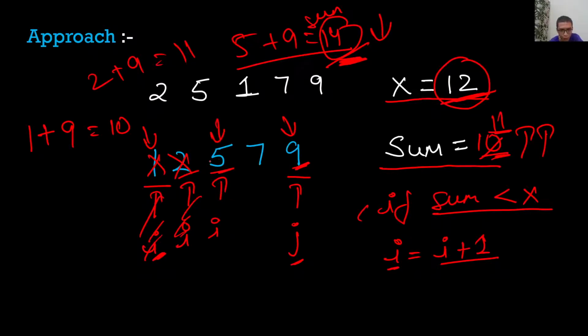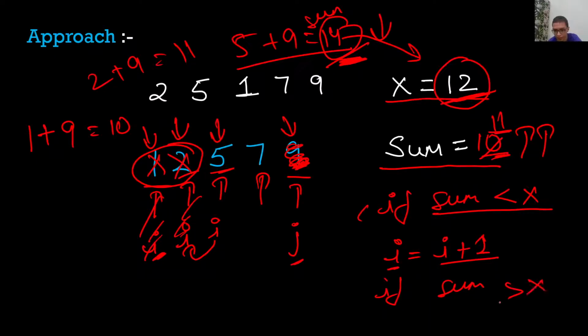The element pointed by i cannot be decremented, or I cannot move i back to its previous position because I have already discarded these two elements. So the only way to decrease the sum is to change the value of j, because if I move j over here, then the element pointed by j has been reduced. This would increase the chances of making this sum equal to 12. So if sum is greater than x, then the only way to decrease the sum is to change the value of j. So j should be j minus 1. Move this j back over here.